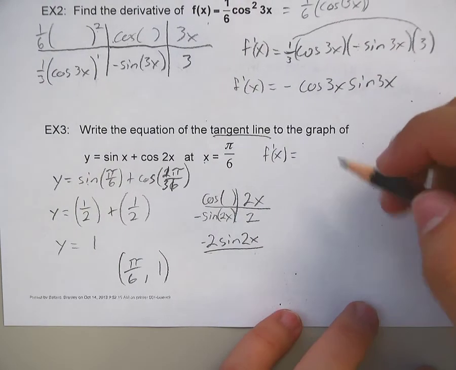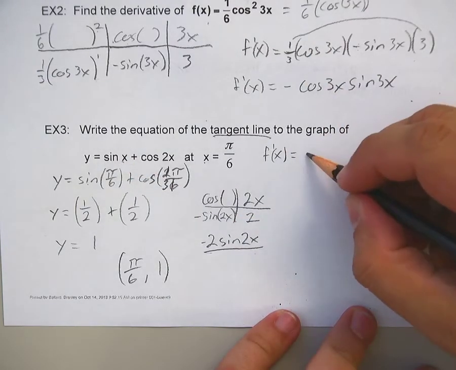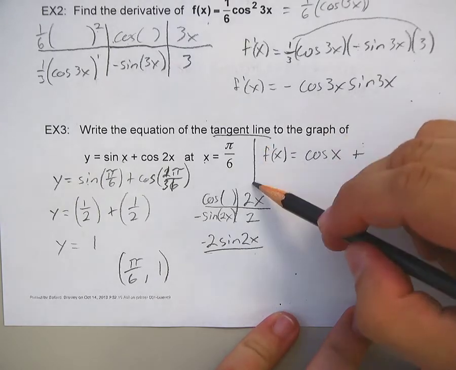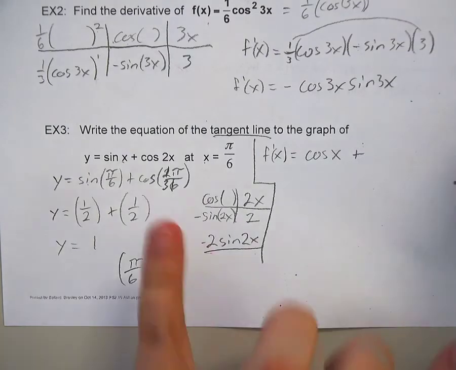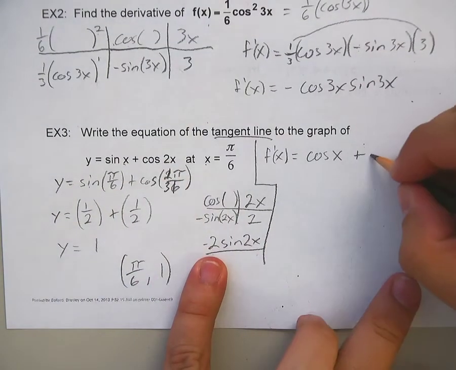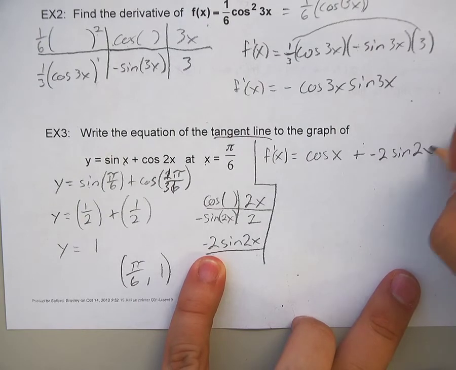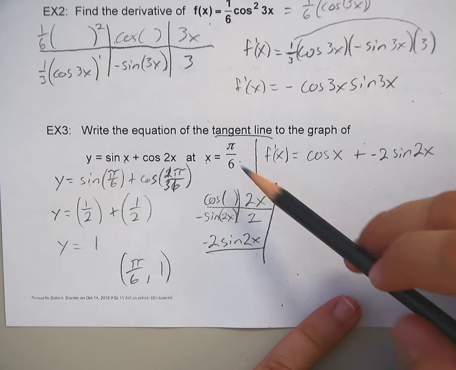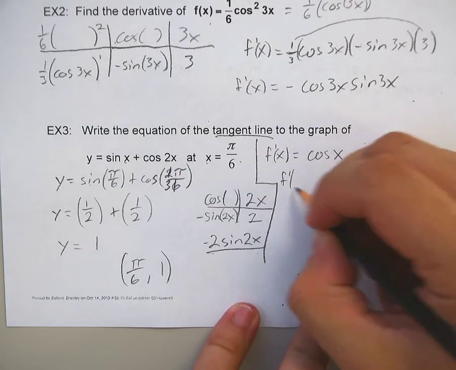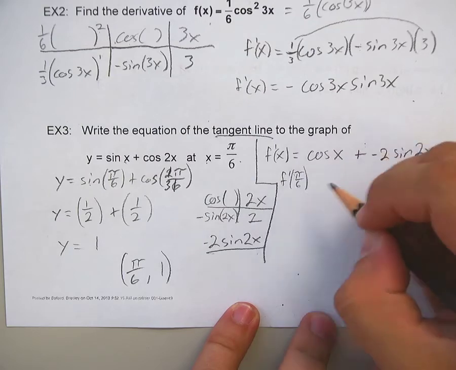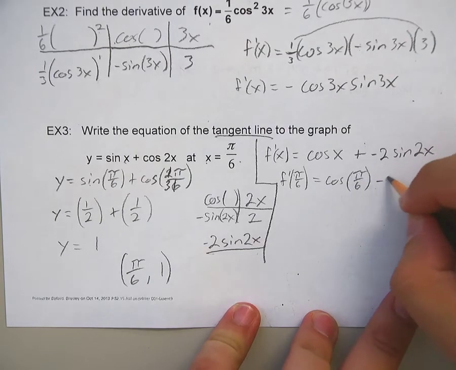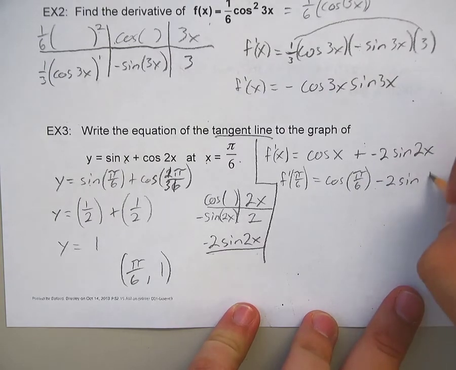f prime of x then is going to be the derivative of sine x, so it's going to be cosine of x, plus, let me separate this here, the derivative of cosine 2x, which is this guy, negative 2 sine 2x. And then that's your derivative. Now all you need to do is figure out what the slope is at this x value. So f prime of pi over 6 is cosine of pi over 6 minus 2 times sine of pi over 3.